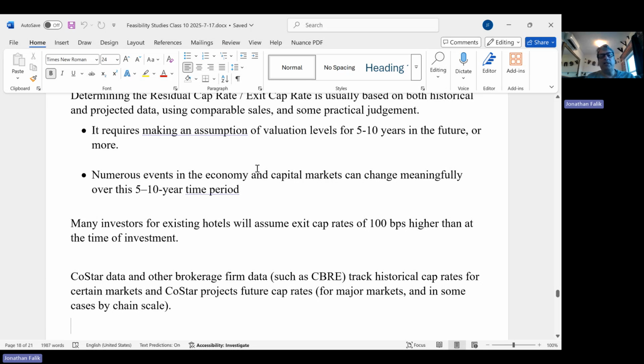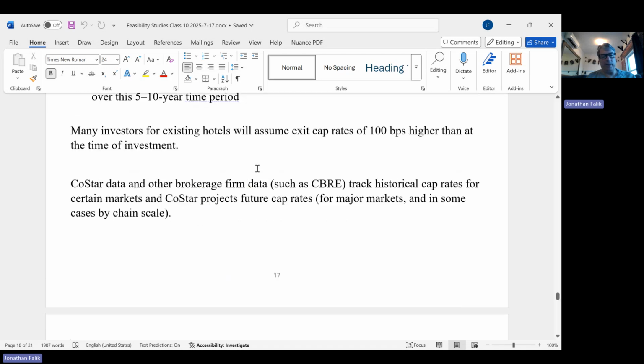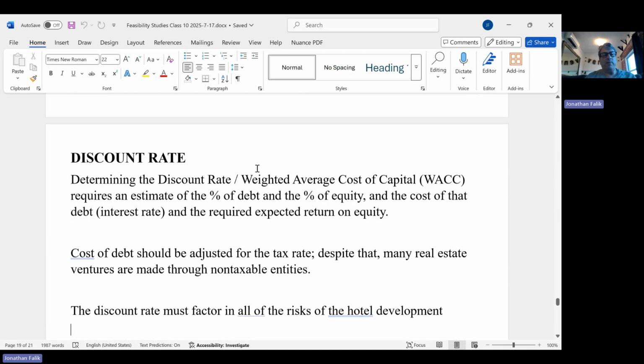Now, CoStar, CBRE, and other firms track historical cap rates, and some of them project future cap rates. So you can also take a look and see what they're projecting for the market and submarket that you're talking about, and for the chain scale, right? Cap rates are usually lower for luxury hotels versus economy hotels because investors are willing to pay a higher multiple, right, and pay a lower cap rate and take a lower yield for investing in a Four Seasons than an Econo Lodge. Okay, so let's talk about the discount rate.